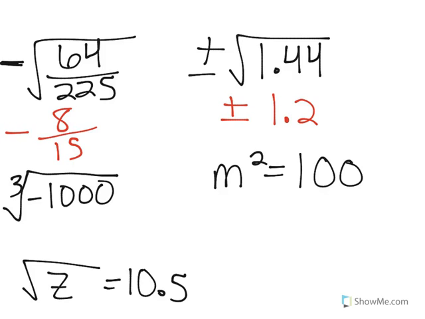So it will be a negative number, so we have to figure out what times itself will equal 1,000. And you may have already figured this one out. It's going to be 10. So negative 10 times negative 10 times negative 10, that's going to be negative 1,000.